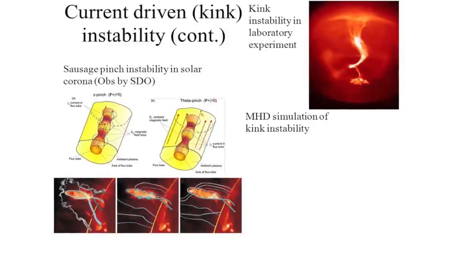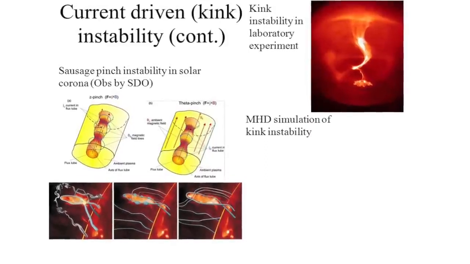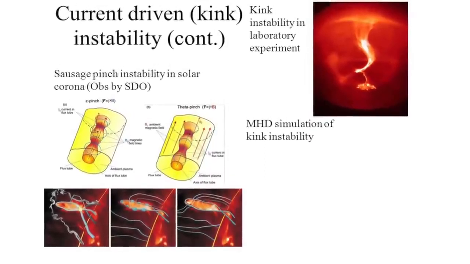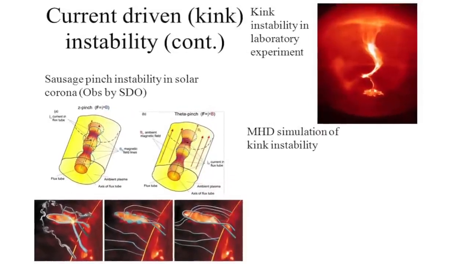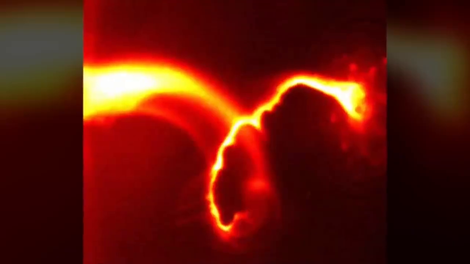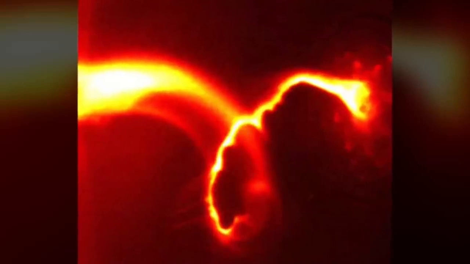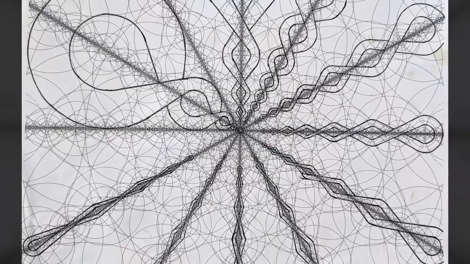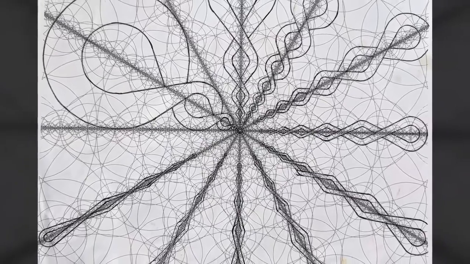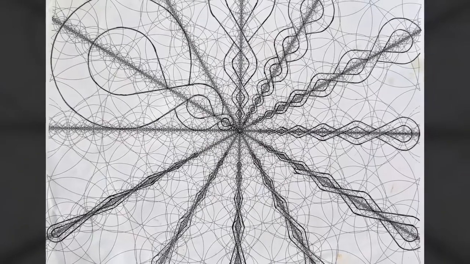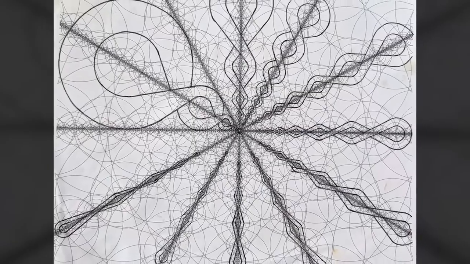A kink instability is a current-driven plasma instability characterized by transverse displacements of a plasma column's cross-section from its center of mass without any change in the characteristics of the plasma. So basically, it's extremely similar to the braiding of the caduceus as seen here in the Doherty set. This is the first 10 concatenations.